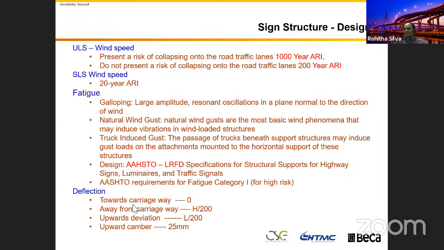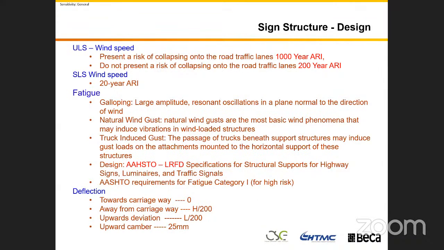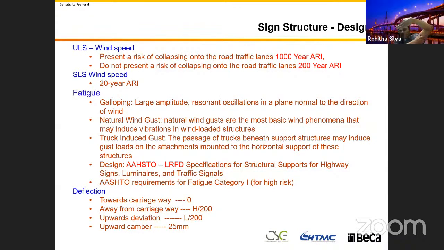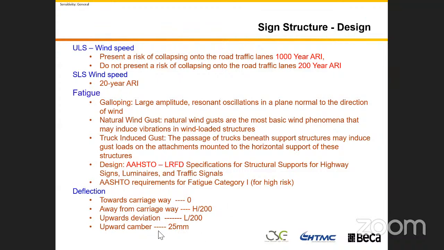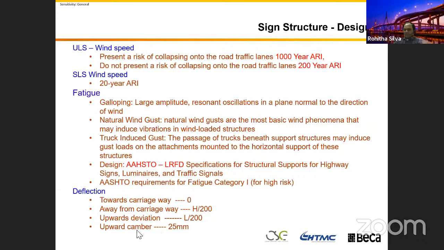When you design the sign structures, we control the camber, and we make sure, because sign structures are cantilever structures, we don't let that one camber into the roadway. We always design with, during construction stage, we put the vertical upward camber.